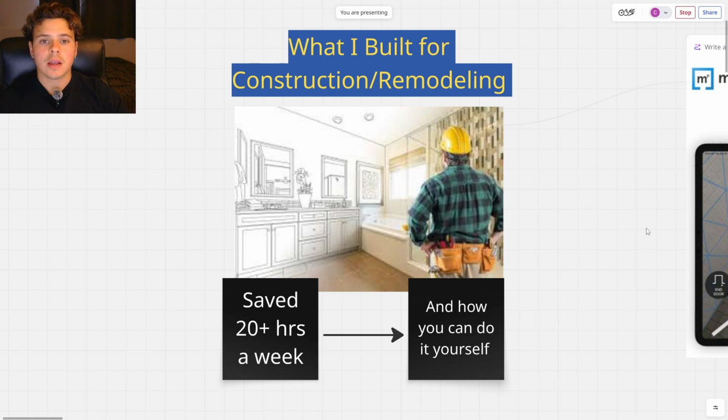What's going on, everyone? I'm going to be talking about what I built for a construction and remodeling company out in Tampa, Florida, which is going to save them 20 hours a week in admin time, and how you can implement something like this for yourself.